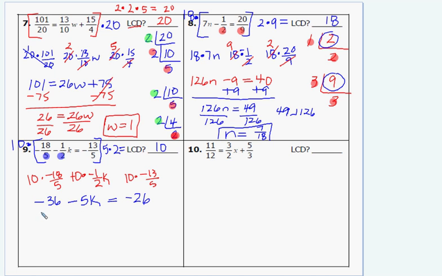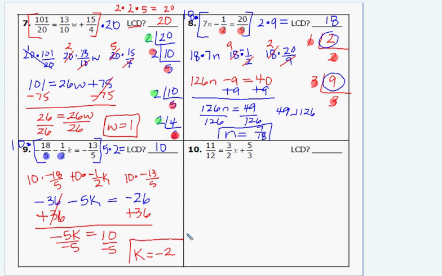So I need to move the 36 away by adding it to both sides. So I add it over, it cancels here, and leaves me with just negative 5k, and this is equal to 10. Last step is to divide by the negative 5, and we get that k is equal to negative 2.